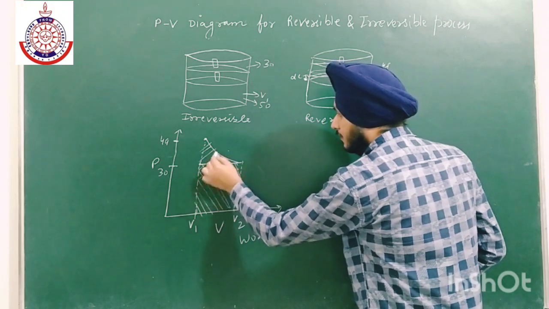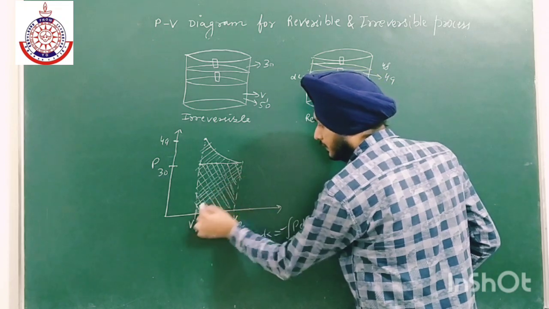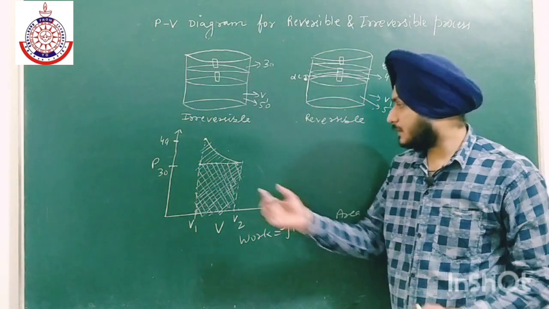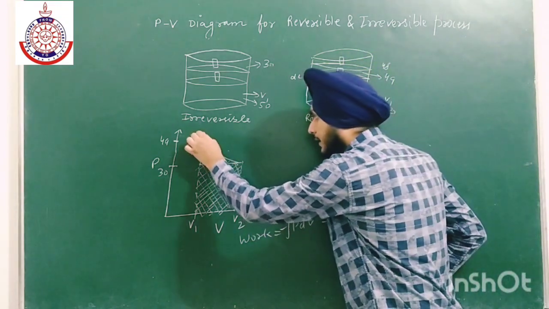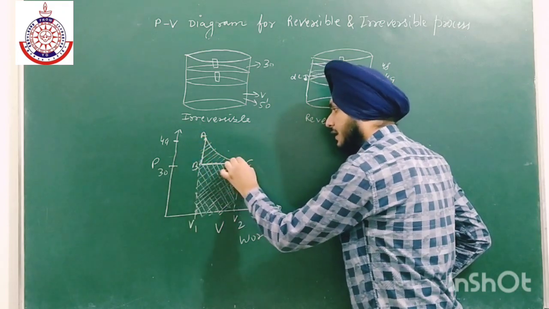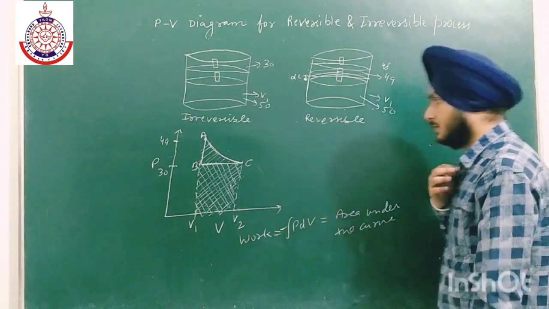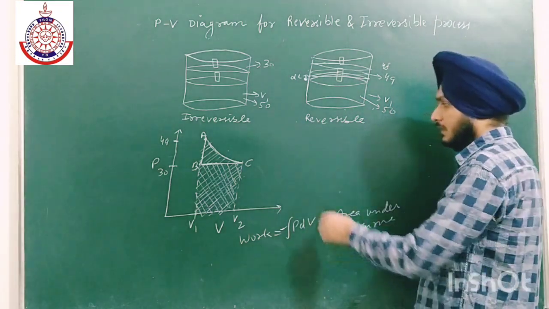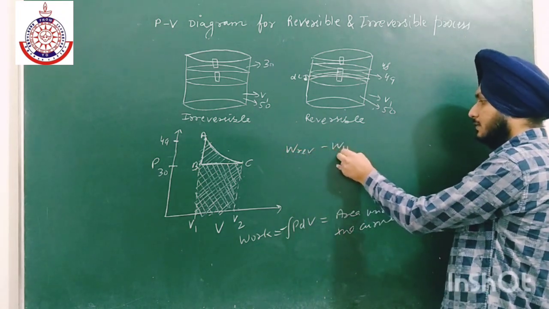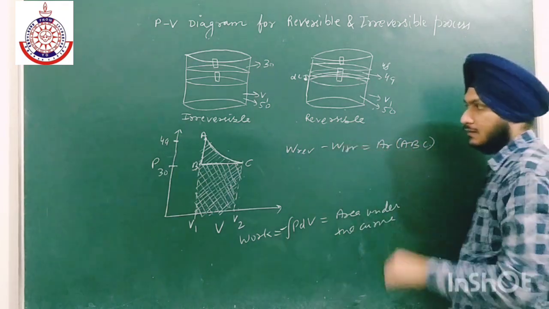This much is the value of work, which is large as compared to the value in case of the irreversible process. So what is the difference between the areas? This much, A, B and C. This much is the difference in the area of the reversible and irreversible process. So the difference between the work of reversible minus the work of irreversible is the area ABC, the area of this curve.